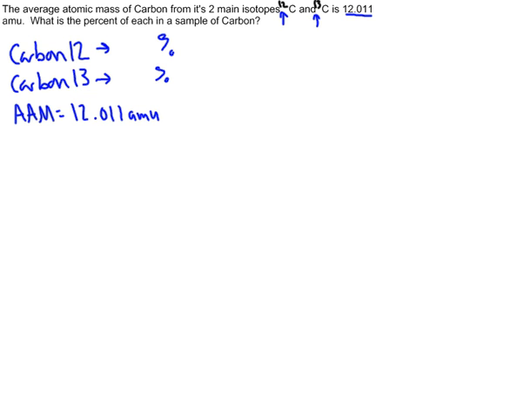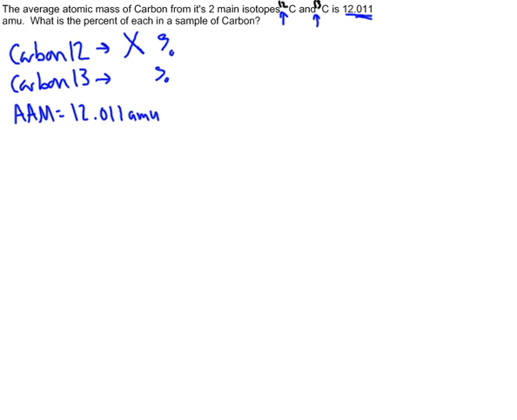Oftentimes in math, when we don't know something, we call it X. And sure, that'll work fine there. But we can't put an X in for carbon-13 as well, because that would imply, when we do the mathematics, that X is the same, and we should get 50-50%, which is not the case for this. Clearly, it's closer to carbon-12 due to what the average that's given to us works out to be, very close to 12.